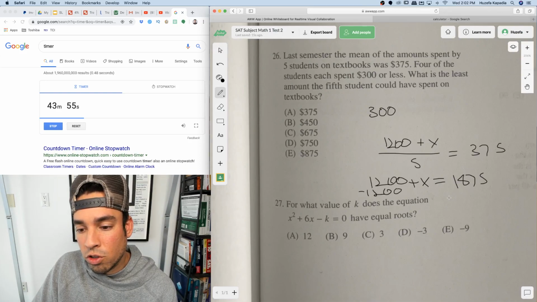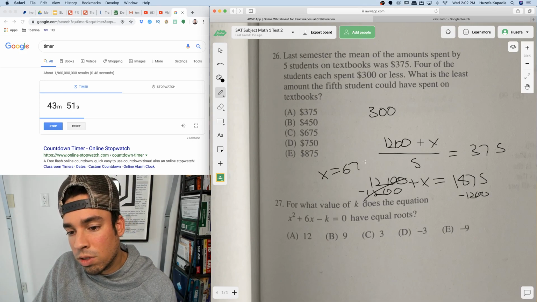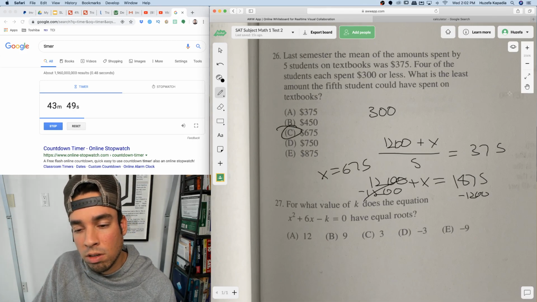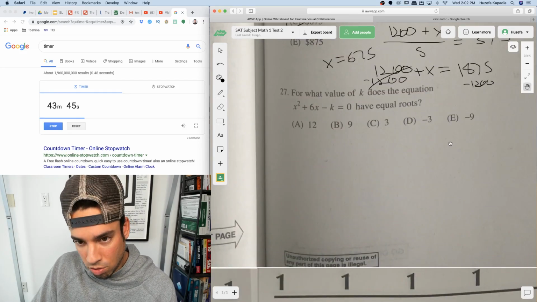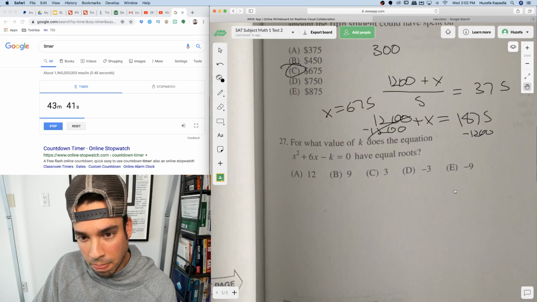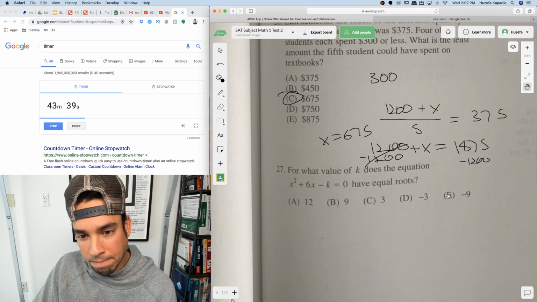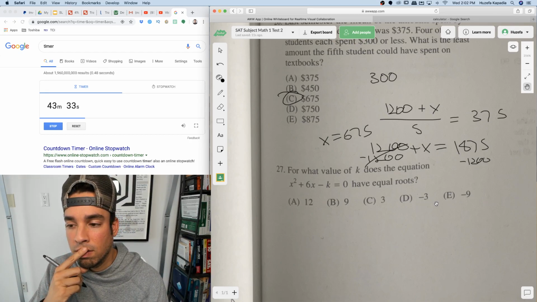Subtract 1,200. X equals 675. Done. For what value? Hold on. Does that make sense? 375 plus, yeah, it makes sense.